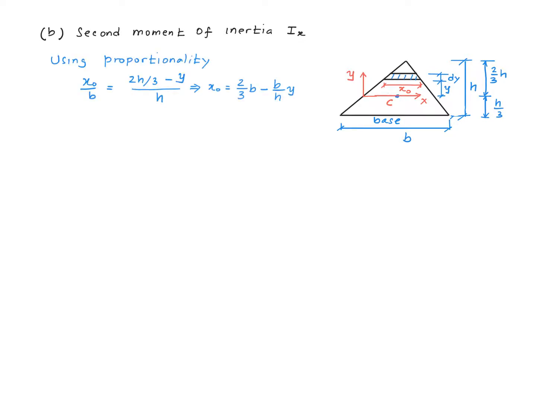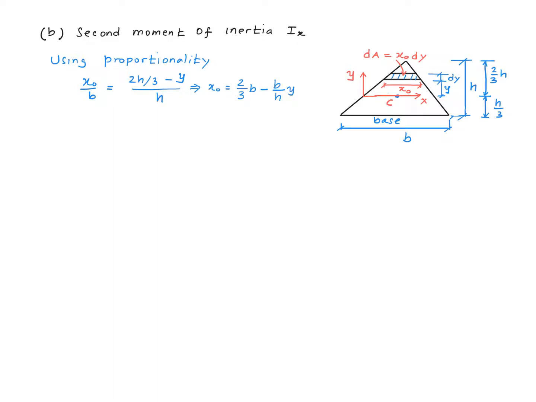Just like we did in the earlier slide, I found x0 as a function of y using the proportionality rule. The main difference between what we did there and this is that the y-axis is now placed over here, right? So therefore this distance is y, not starting from the base. It starts from the centroid. Therefore the height of this little triangle, this distance, is 2/3 h minus y, right? And that gives us this expression for x0.